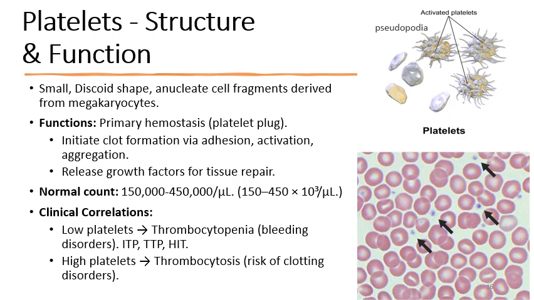But when it is activated, it will show some conformational change in its shape, and it will show what's called pseudopodia, like false legs. This makes it more capable of adhering to other platelets and other proteins, and performing the intended function of the platelets. Its function is primary hemostasis, to initiate clot formation, and to release growth factors for activation of other processes of thrombosis. The normal count, as we have discussed before, is between 150 and 450. If it is low, the patient will suffer from thrombocytopenia and bleeding, and if it is high, the patient will suffer from thrombocytosis and risk of clotting.